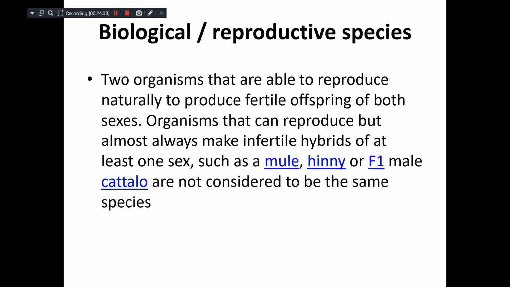But what about the organisms that reproduce but always make infertile hybrids, at least in one sex? Whether this holds good or not. All of you know the cross between the horse and donkey results in a mule or hinny, or F1 male cattle. Whether to include these here or not.